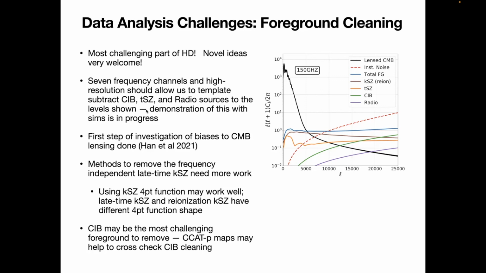My group's in the process of demonstrating a lot of this with simulations. We did a first step, and when I say it's just a first step, we asked whether, in principle, we could deal with the worst foregrounds, which are CIB and tSZ, and get the biases to the CMB lensing signal under control, which seemed promising. Something that needs more work is removing the frequency independent late time kSZ. So you'll notice I don't have that on this plot here.